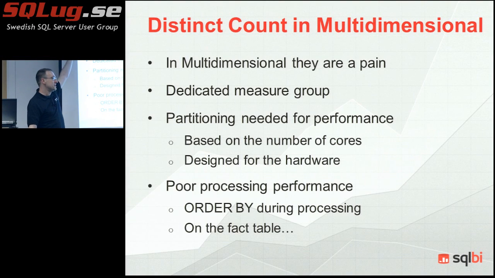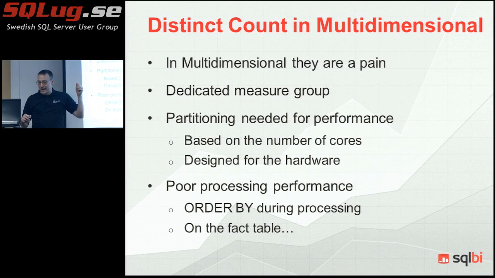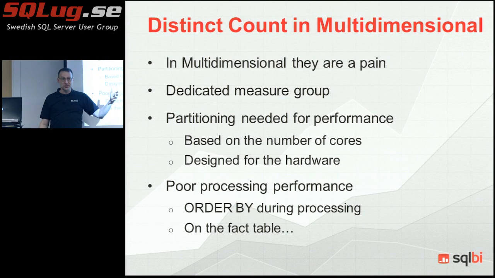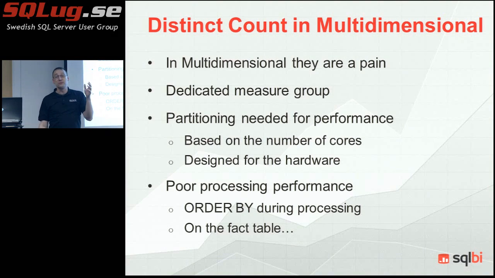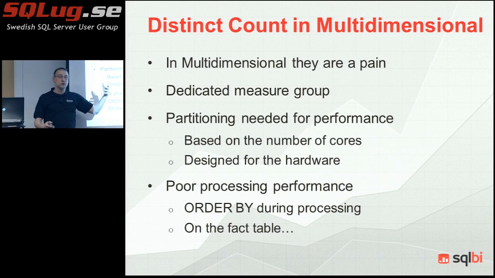Distinct count, here Tabular is a clear winner. There is really nothing to say. I have seen scenarios where you have marketing cubes that contain a huge number of distinct counts, and distinct counts alone are a good reason to move to Tabular, because they perform so fast and they are so easy to create that if you move a cube containing a lot of distinct counts, you are pretty sure to get very good performance and very happy users.